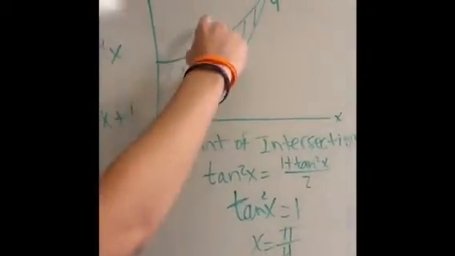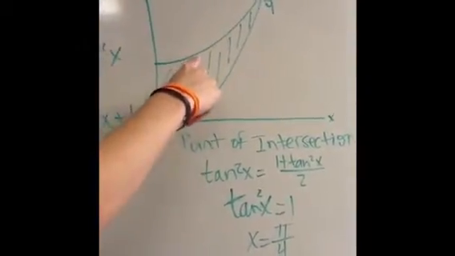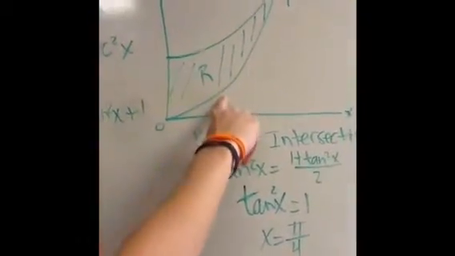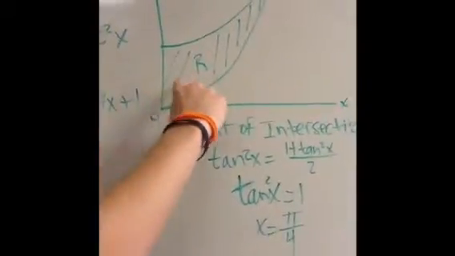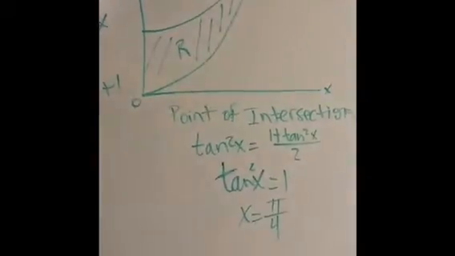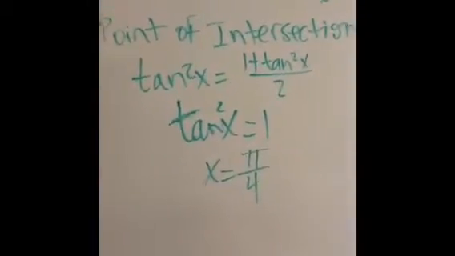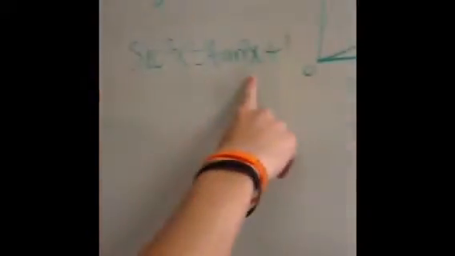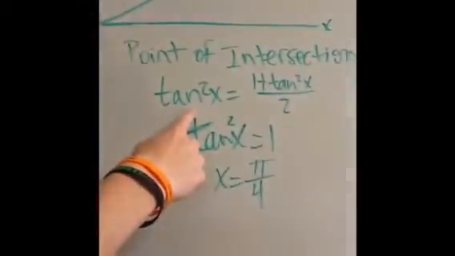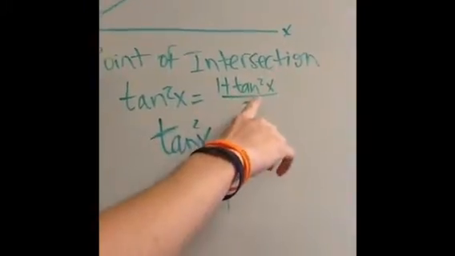The top curve is 1/2 secant squared and the bottom curve is tangent squared. This is shaded region R. So we're going to have to do an integral. First, we have to find our intersection points. So set the two equal to each other. We have this trig identity that says secant squared x is equal to tangent squared x plus 1. So we set up tangent squared x is equal to 1 plus tangent squared x over 2.